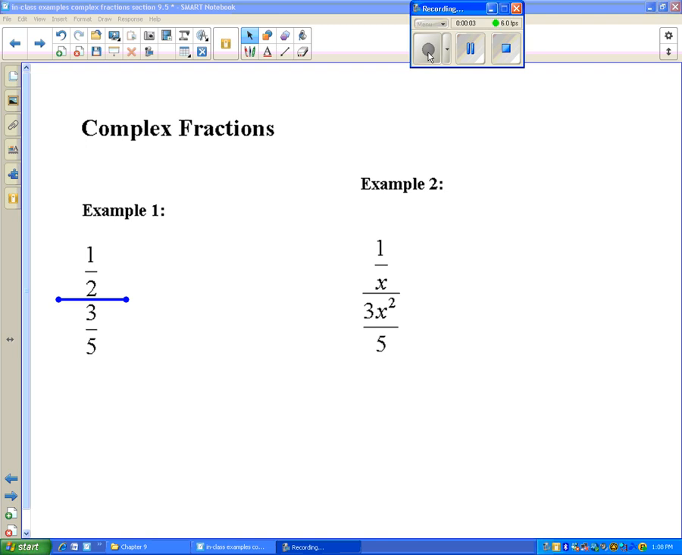Welcome. Here we go. Chapter 9, Section 5. We deal with adding and subtracting and multiplying and dividing complex fractions. Now we're going to do complex fractions using functions. We're going to use complex fractions and see what these are and what this means.